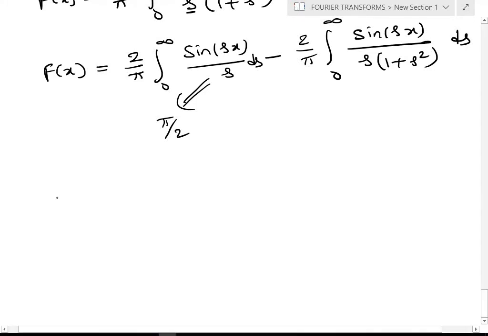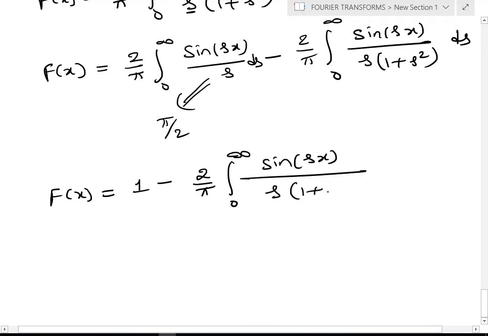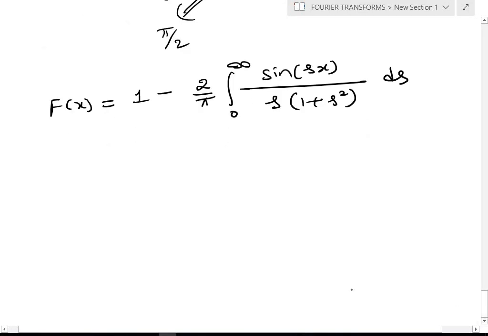Okay. So now what will I have here? f of x will be equal to pi by 2, means what will I get here? 2 cancel, pi cancel, I will get 1. So 1 minus 2 by pi, 0 to infinity sin of sx divided by s into 1 plus s square into ds. This will be the situation. Now what do you do? Obviously it is not directly possible to solve this. We will adopt some indirect technique.